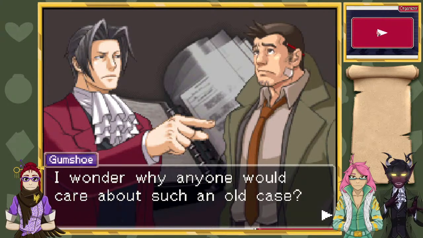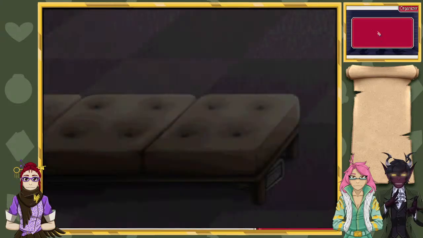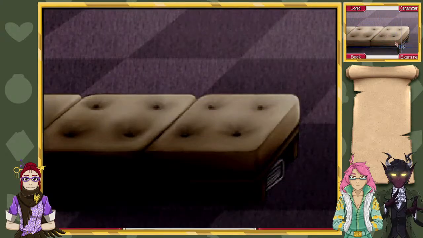I wonder why anyone would care about such an old case. I mean, do we rely on law from like 10 years ago? It doesn't sound right. You think they'd make new laws since then? We'll examine the cushion, sure.